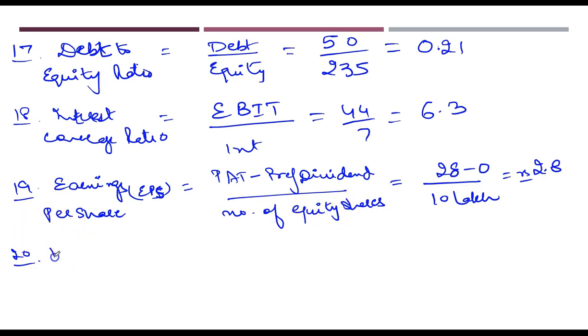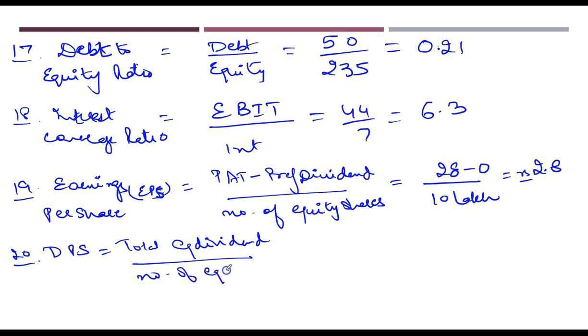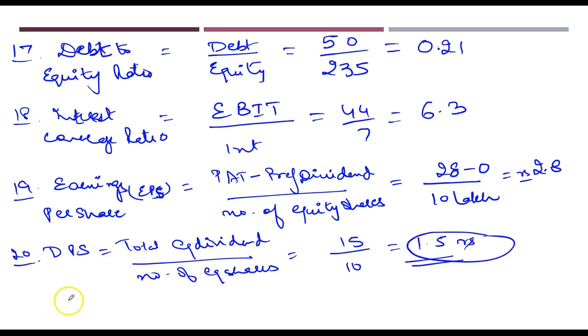Okay, next is dividend per share. And this would be whatever total equity dividend is there, divided by again the number of equity shares. So equity dividend is how much? 15 lakh. Equity shares is 10 lakh. Therefore, 1.5 rupees is the dividend earned per share.